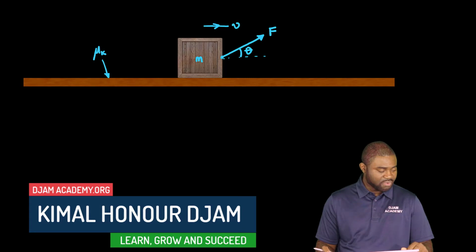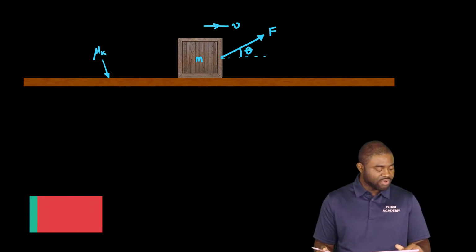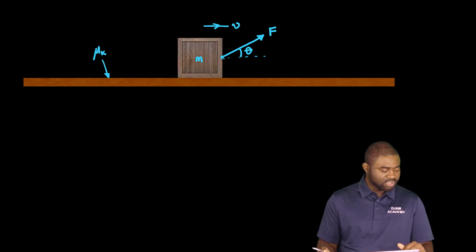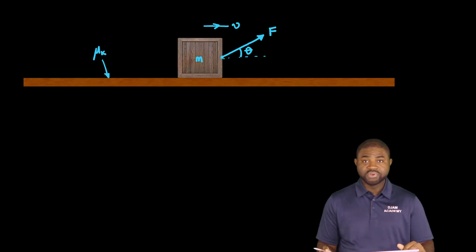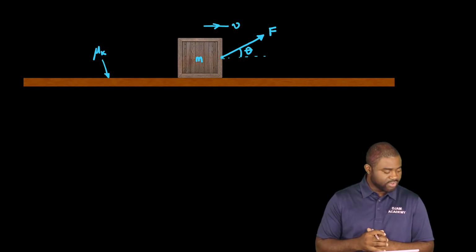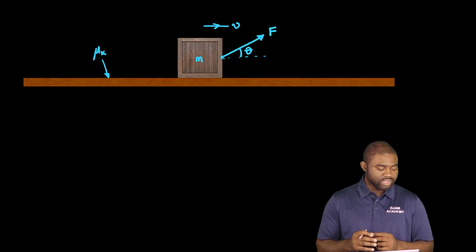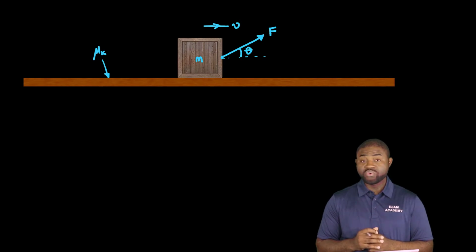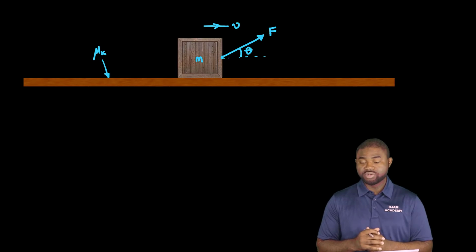In this example, we have a box of mass m dragged across a rough horizontal floor at a constant speed by a force whose magnitude F makes an angle theta with the horizontal. Now, if the coefficient of kinetic friction between the box and the floor is mu, at what rate does the force F do work on the box? We are required to calculate the rate at which the force F does work on the box.